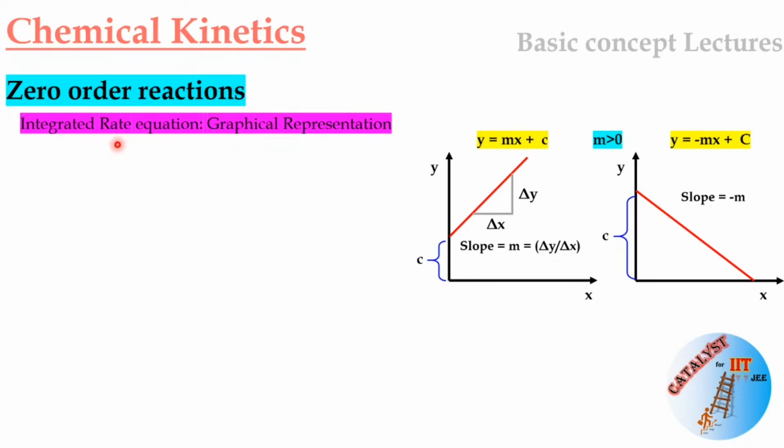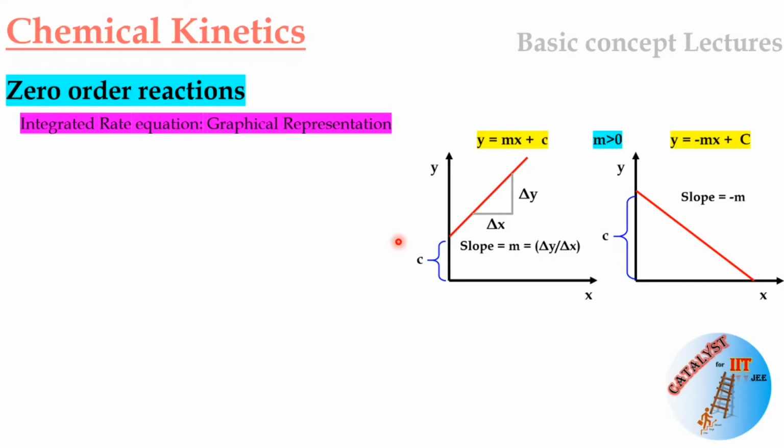Now before we see the graphical representation for zero order reaction, we need to understand how a straight line looks. For the straight line having equation y = mx + c, where m is a positive number, we see this kind of straight line. Now the slope is equal to m, which can be calculated by delta y by delta x, and c is called the y-axis intercept. But when the equation becomes y = -mx + c, we have this kind of straight line. As you can see here, when you have this minus sign, the slope becomes minus m, and the straight line is pointing downwards.